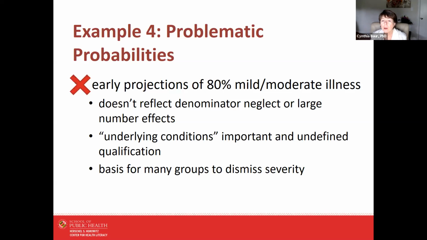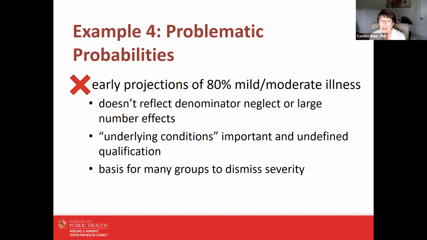But what we know when we use probabilities or numbers in this way is that there's a factor called denominator neglect, or what I was talking about in terms of large number effects. People really use the size of a number as a clue to how worried they should be. They also don't know what a denominator is for the most part, and they don't know how to figure out what the denominator might be. And so to say that 80% have mild or moderate illness means you have to know what the denominator is, in terms of both the number of people who could be exposed and the number of people who were exposed.